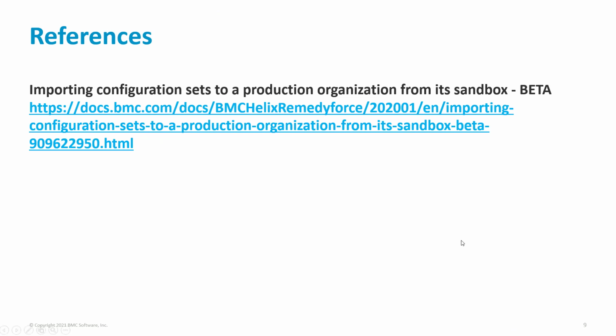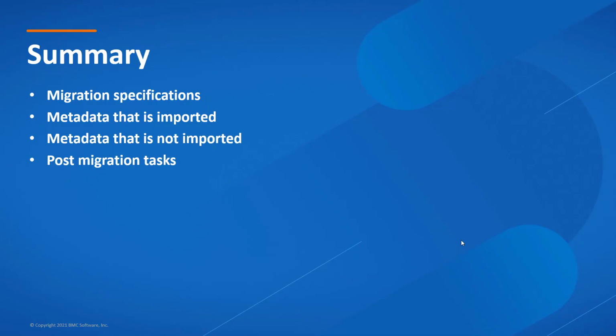Here's the link where you can get more information about configuration sets. So basically on this webinar we reviewed that using configuration sets is a simple task. It is like a 2-3 step process, and it will save you a lot of time. Basically we saw some of the migration specifications, the data that is being imported, the data that is not being imported, and some of the migration tasks that you need to perform after the migration in order to complete the migration and have your service request up and running in your production org.